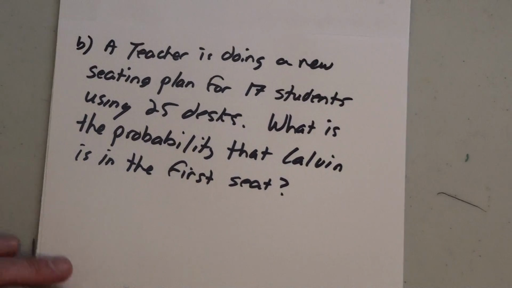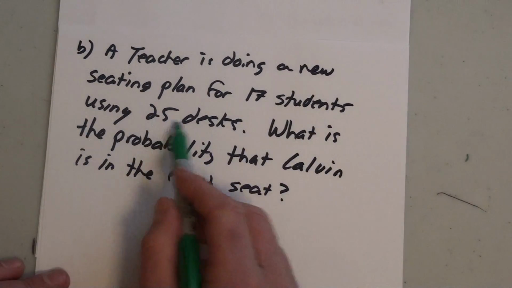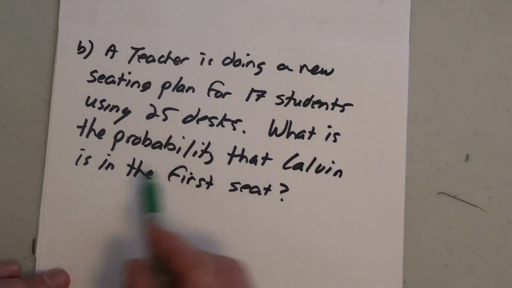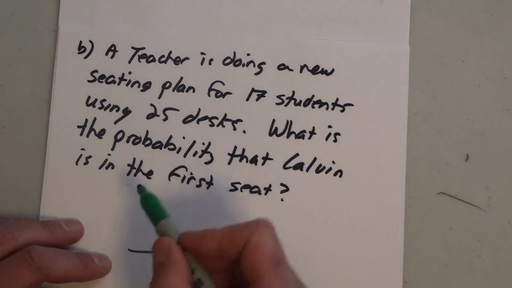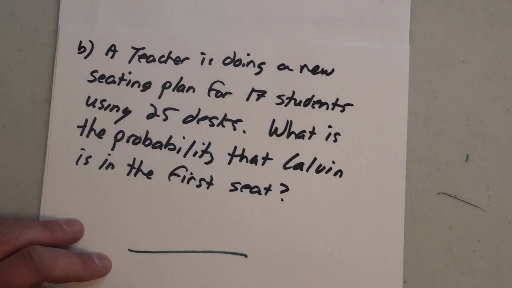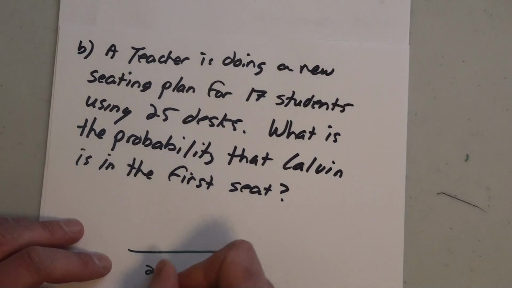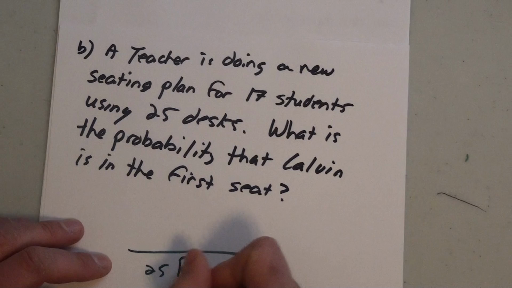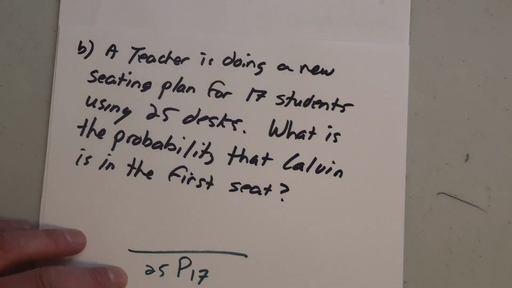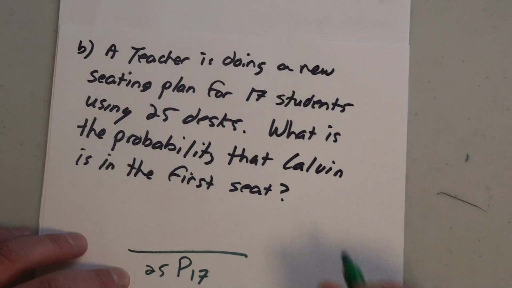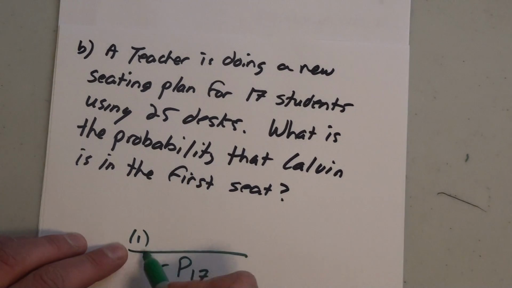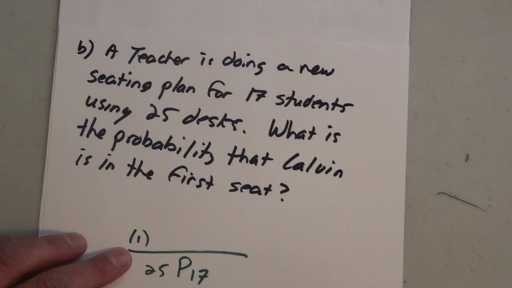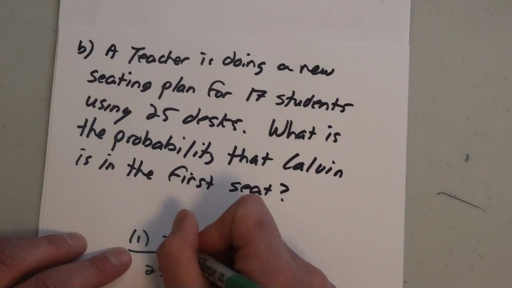Okay. Next question. A teacher is doing a new seating plan for 17 students using 25 desks. What's the probability that Calvin is in the first seat? So if I have 17 students and 25 desks, the order matters when you're doing a seating plan. I have 25 desks, but I'm not using them all, I'm only seating 17 students, so 25P17. Probability that Calvin's in the first seat: I want to place Calvin there. Calvin, you're in the first seat. Then I have only 16 students left and 24 desks to place.